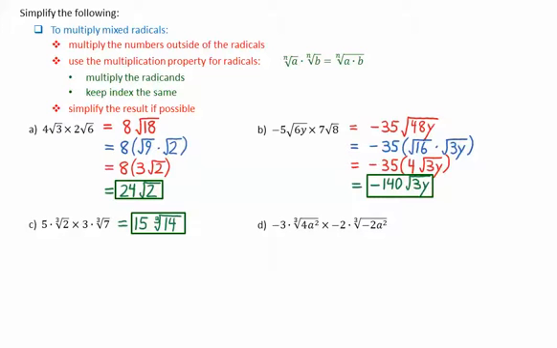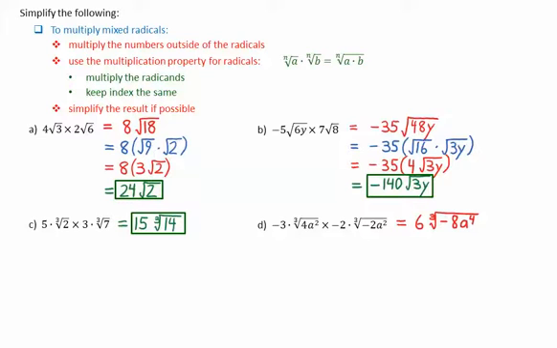For question D, again we have cube roots, but yet again we multiply the numbers outside the radicals, negative 3 times negative 2 giving us 6, and we multiply the radicands, 4a squared times negative 2a squared, giving us negative 8a to the 4. Once again, we can simplify the radical.